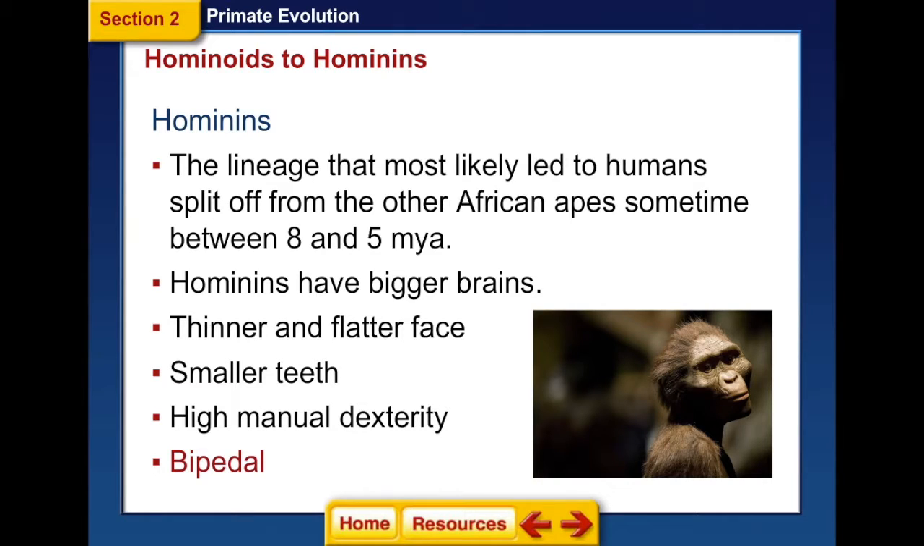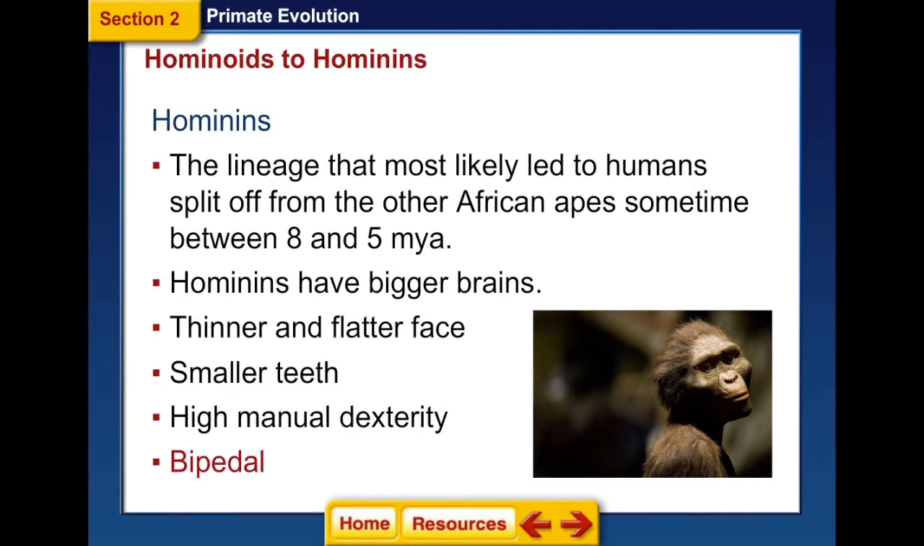Now, hominins are said to be the lineage that most likely led to humans splitting off from the other African apes sometime between 8 and 5 million years ago. So again, we have this group of hominins, and these were the group of apes, to be more specific, that split apart from other African apes. And then it was these hominins that over time became more and more complex, approaching more what a human is.